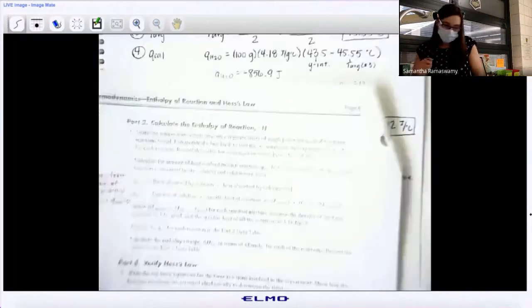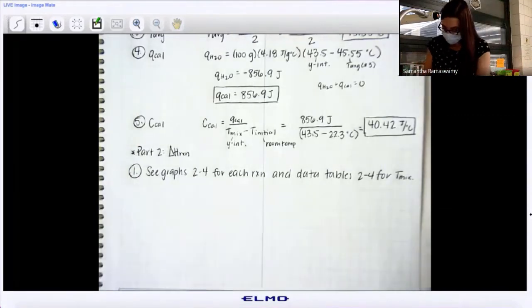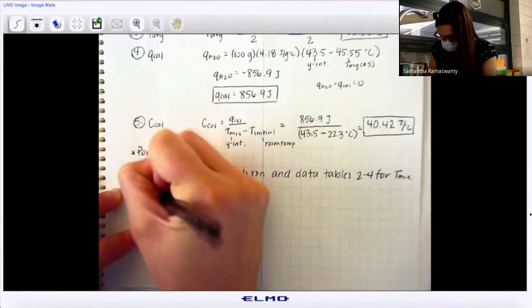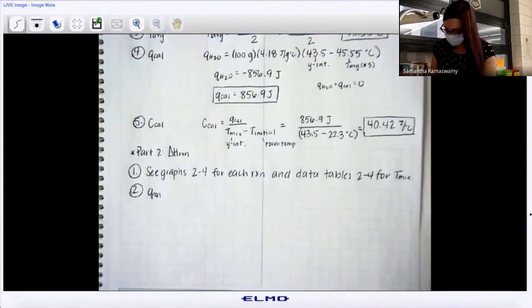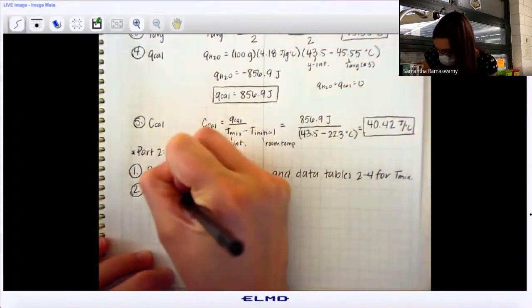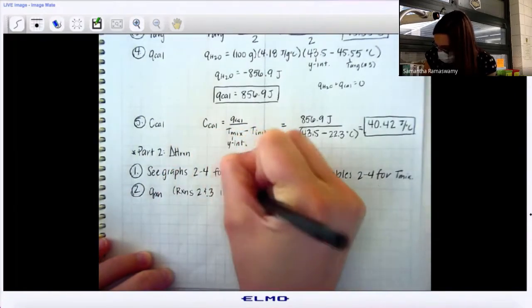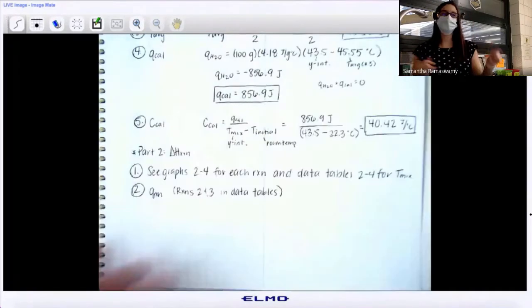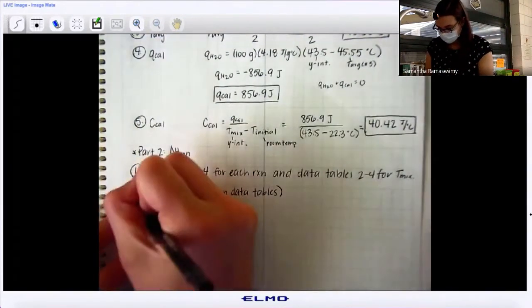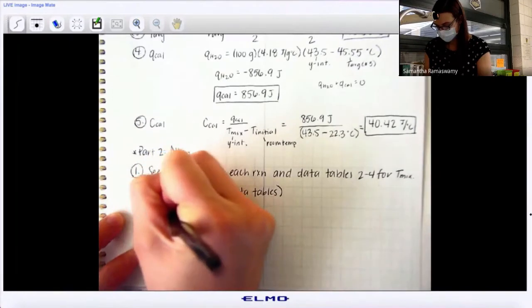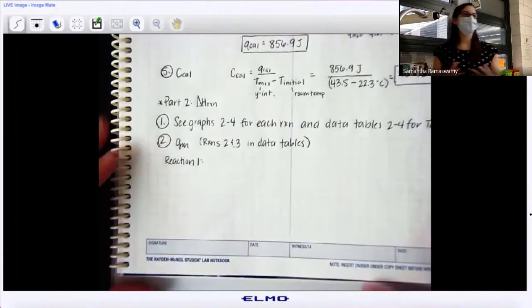So remember, you only have to actually show one reaction in this section. So I'm going to label this calculation Q reaction. Then I'm going to do the calculation over to the side. I'll also just make a note that says reactions 2 and 3 in data tables. Because you only have to show one sample calculation when the rest is the same. So we're going to work through this just like we've worked through it before. We're going to show the calculation for reaction 1.